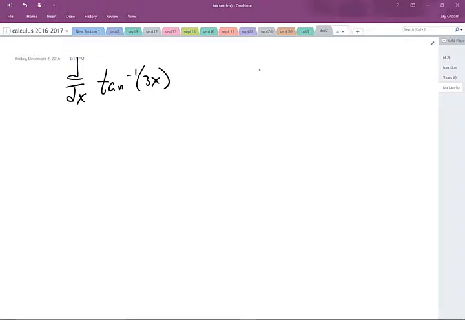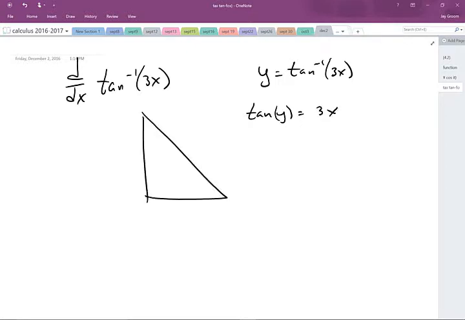So, remember it's y equals arctan of 3x. That's not wrong. So then, the tangent of y is 3x. Again, you must draw a triangle.